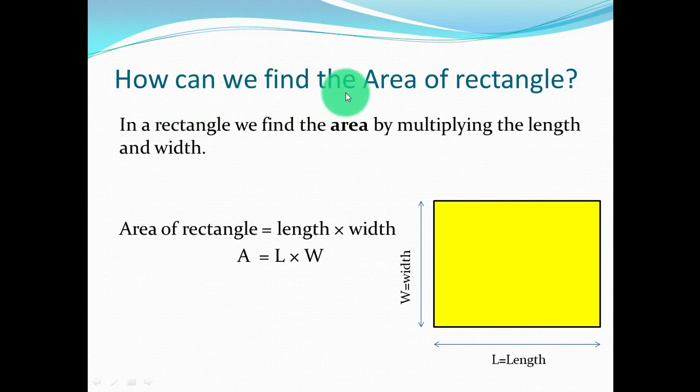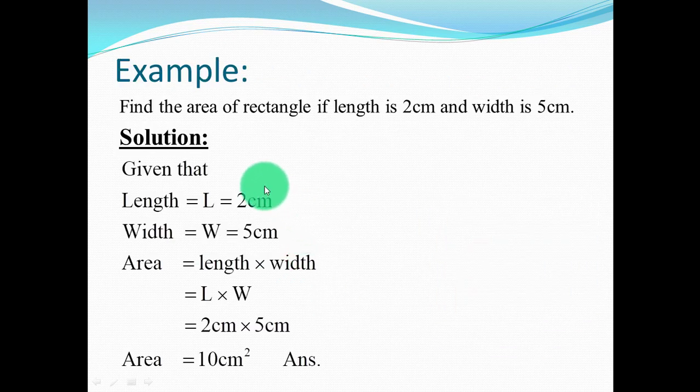How can we find the area of a rectangle? In a rectangle, we find the area by multiplying the length and width. It means that to find the area of a rectangle, we must know its length and width. Then their product will give us the area of the rectangle. This is the formula to calculate the area of a rectangle. If we suppose that the area of a rectangle is denoted by capital A, the length is denoted by capital L, and the width is denoted by capital W, then A is equal to L multiplied by W.